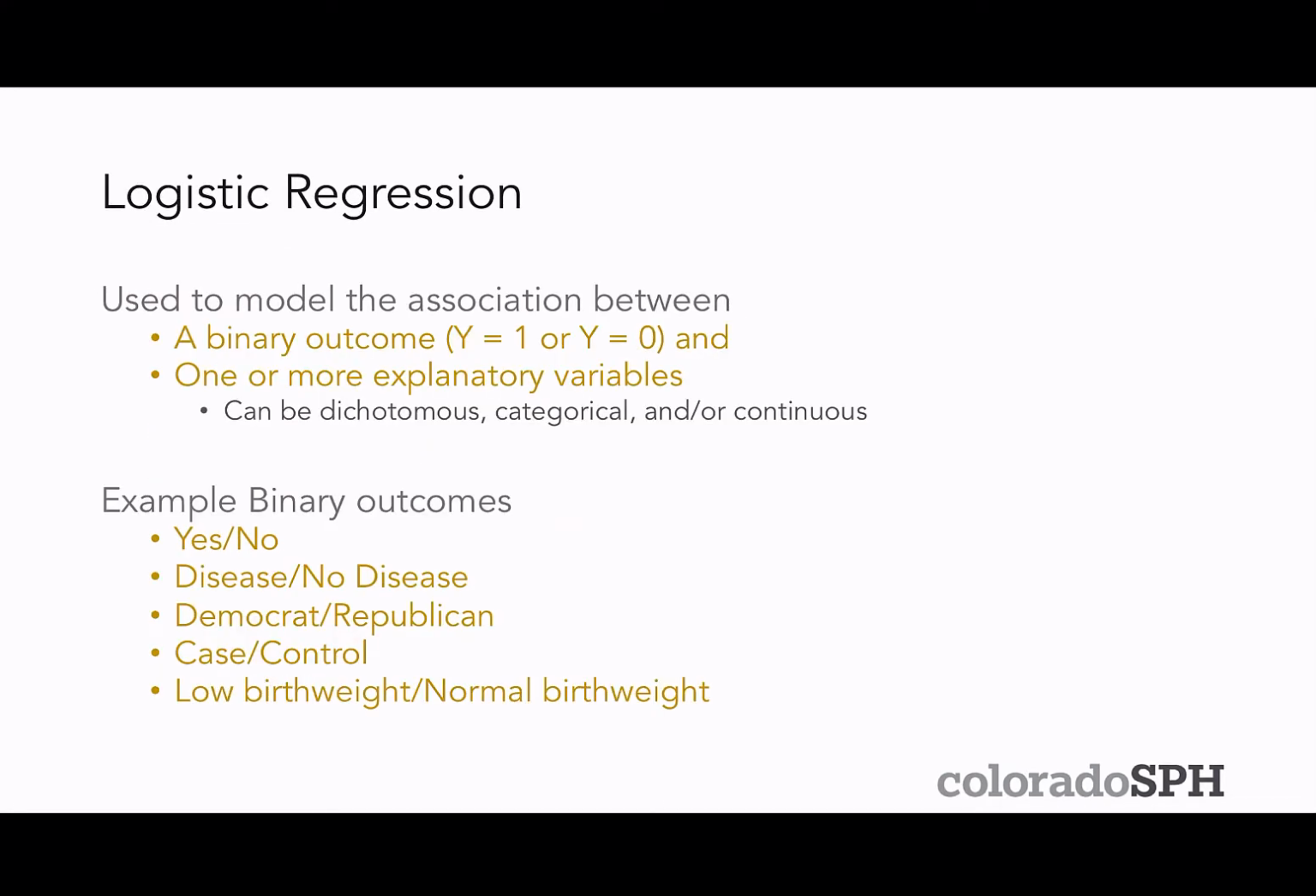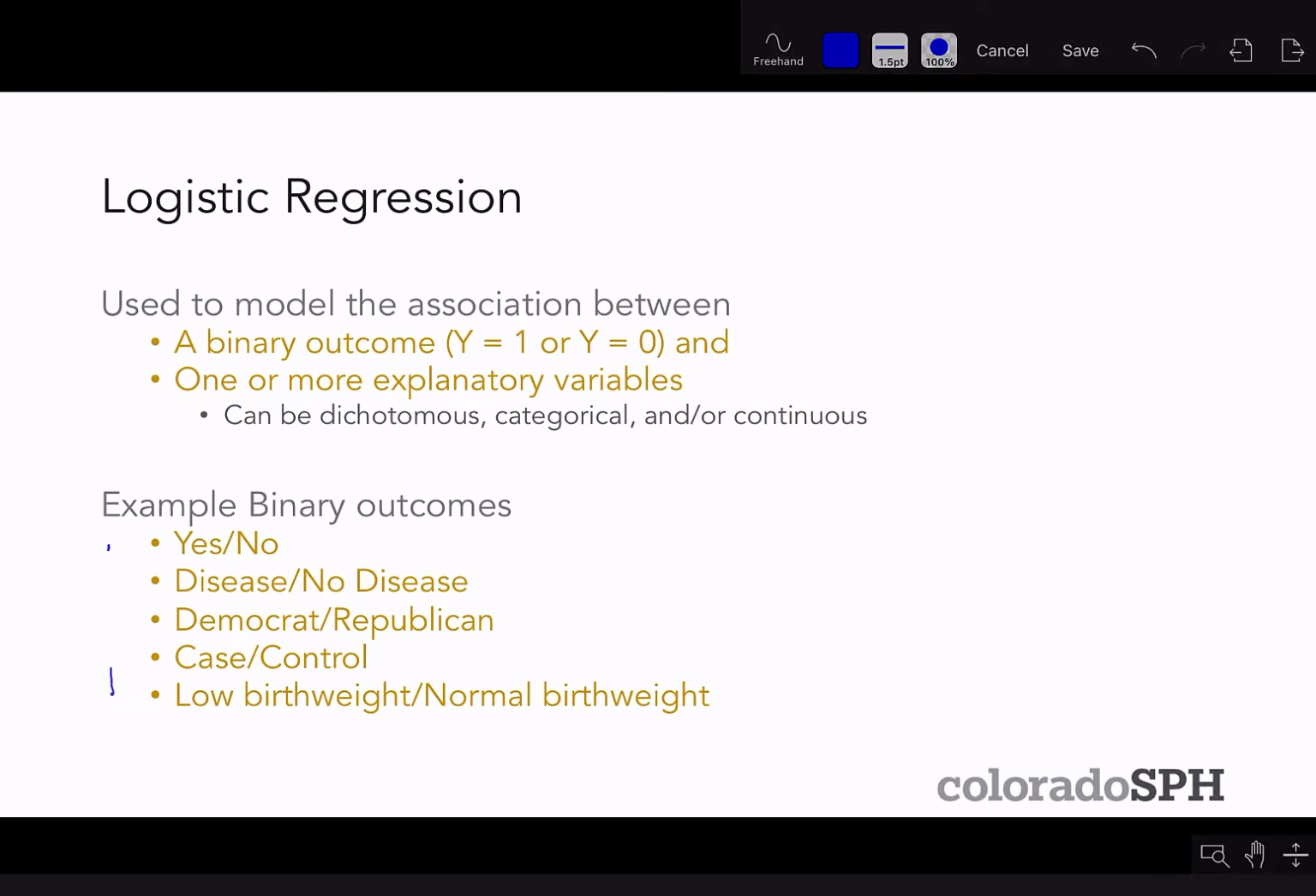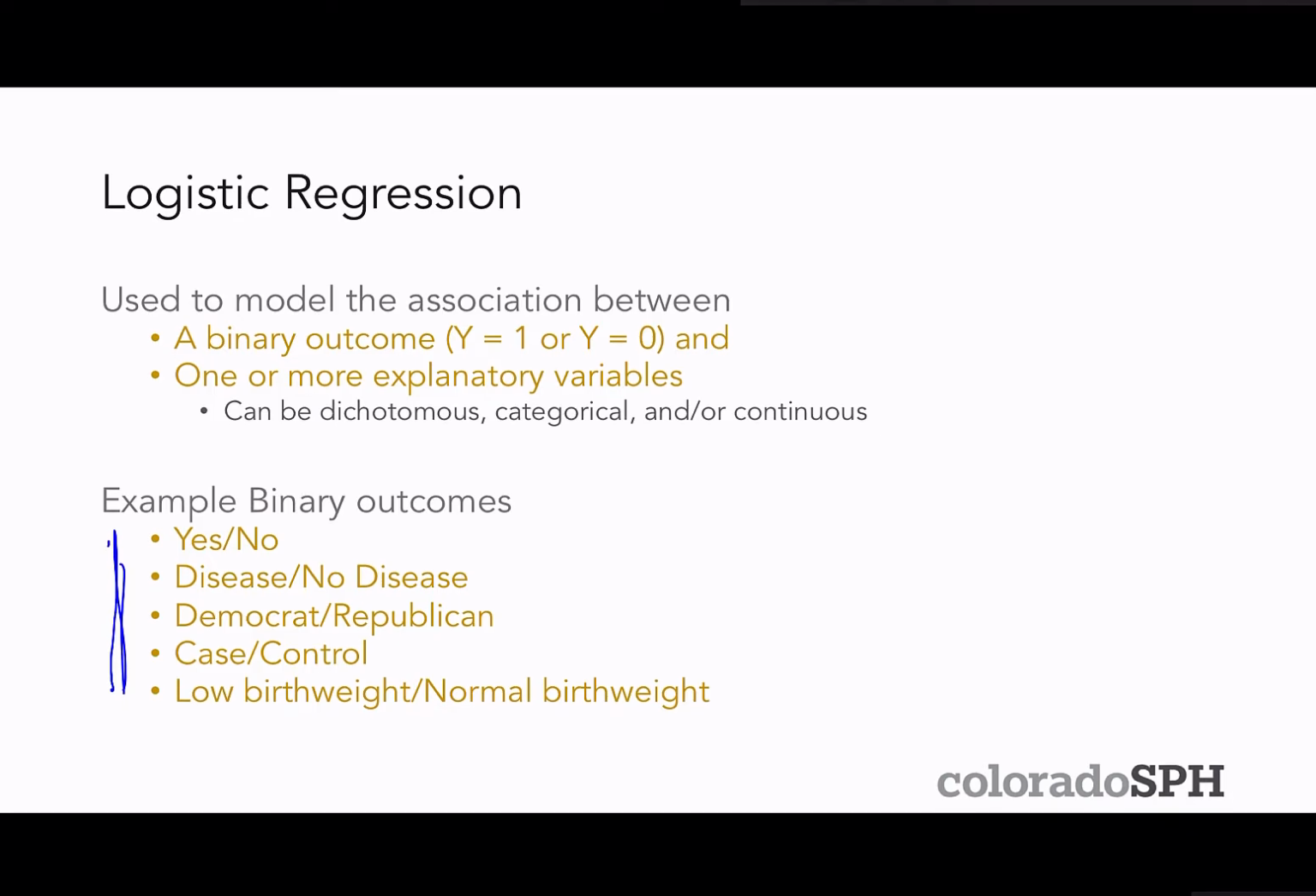So that brings us to logistic regression, which we'll focus on for the next couple weeks. Logistic regression is used to model the association between a binary outcome where yi can equal 1 or 0, and one or more explanatory variables that can be binary as well, or categorical, or continuous. There are tons of examples of what binary outcomes can be. I have a couple listed here, and these include yes, no disease, Democrat, Republican, and many more.